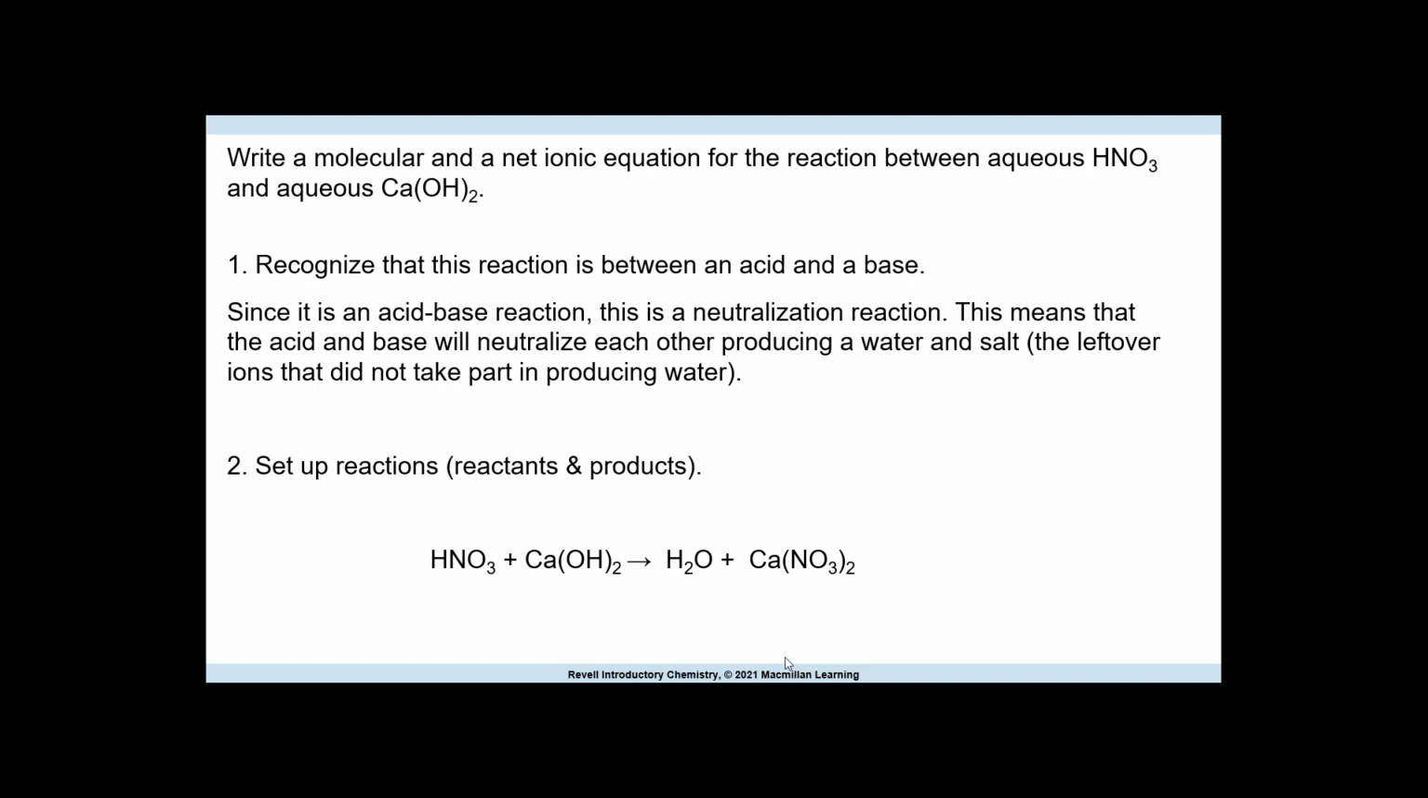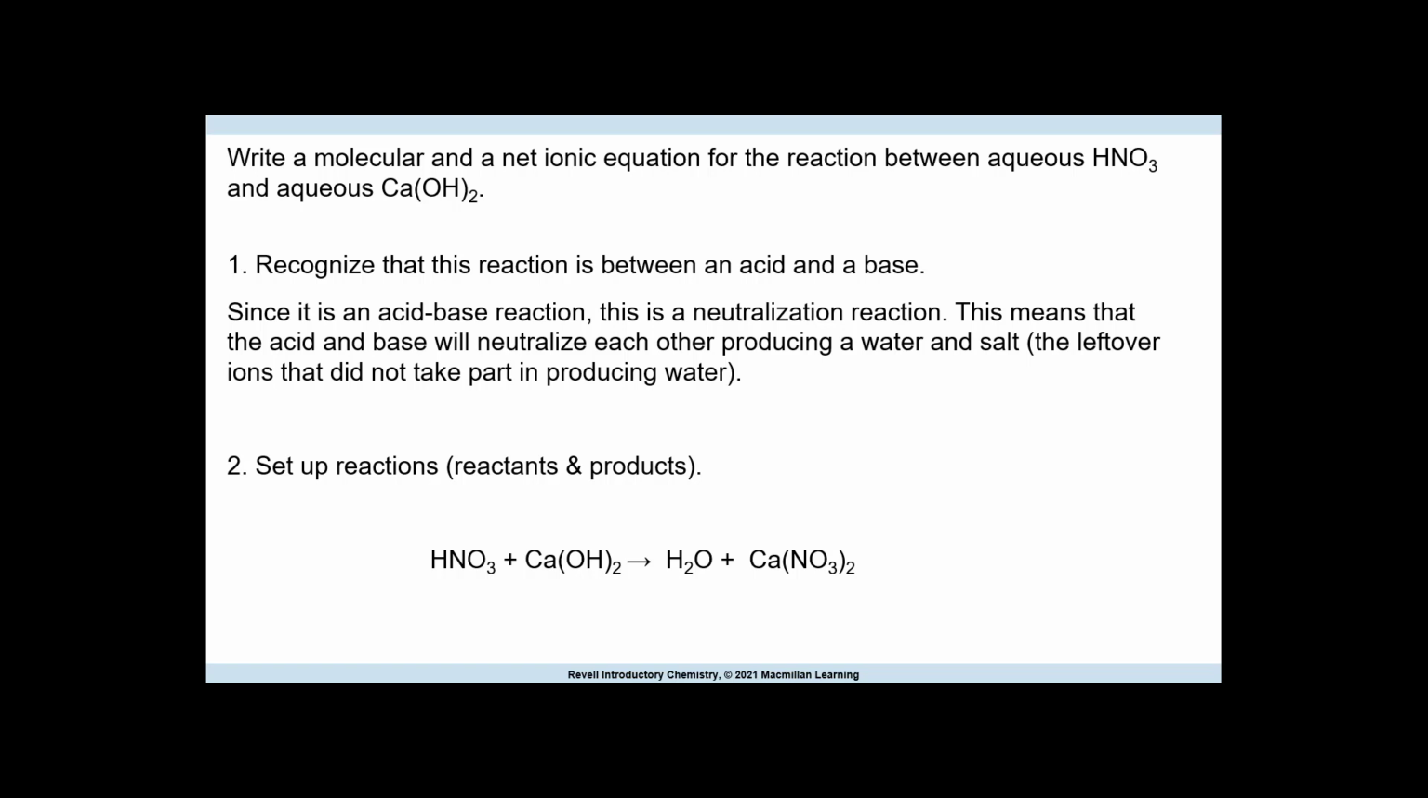Okay, so let's take a look. How do we do this? So the first thing, recognize that this is an acid and base reaction. Acid and base equals neutralization reaction. This means that an acid and base, remember, neutralize each other out, and that produces water and a salt. So you should remember the general equation for this. Once you remember that it's a neutralization, acid and base always forms water and a salt, that should help you pull apart and determine what the products are.